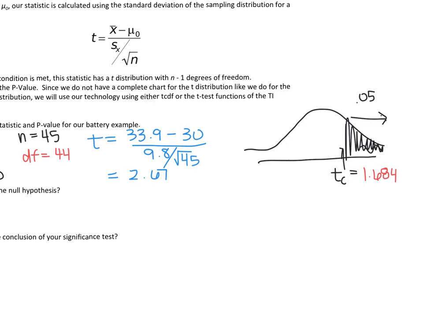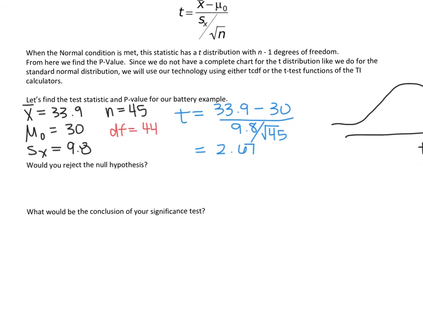We're now going to determine, does our t value fall within our shaded region? And that's going to help us determine whether or not we reject or fail to reject our null hypothesis. So 2.67 is greater than 1.684. It is going to be in our shaded region. So when it asks us, would you reject the null hypothesis? The answer is yes. We are going to reject the null hypothesis.